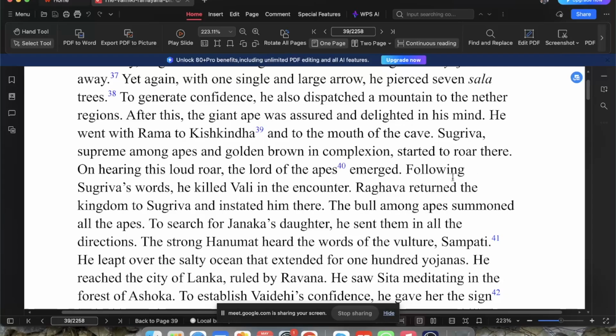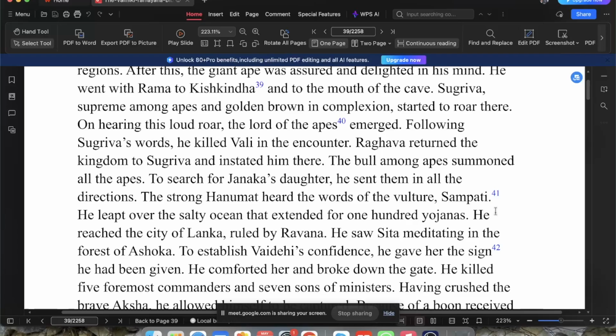Following Sugriva's words, he killed Vali in the encounter. Raghava returned the kingdom to Sugriva and instated him there. The bull among apes summoned all the apes to search for Janaka's daughter. He sent them in all the directions. The strong Hanumat heard the words of the vulture Sampati. Sampati is the brother of Jatayu.